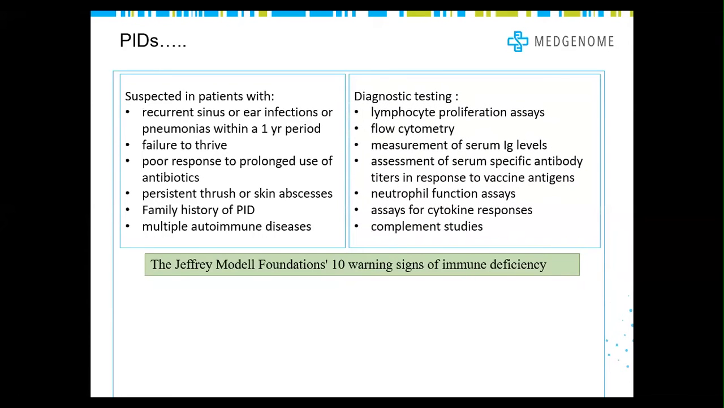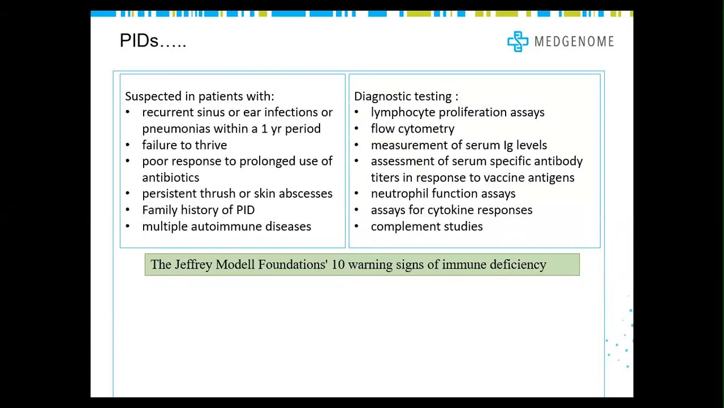And for diagnostic testing, we have multiple tests available. So initial would just be a CBC or a lymphocyte count. In certain disorders, there would be neutropenia. In others, it would be lymphocytosis, along with thrombocytopenia or anemia also. And for further testing, we may go for higher tests like lymphocyte proliferation assays and flow cytometry.